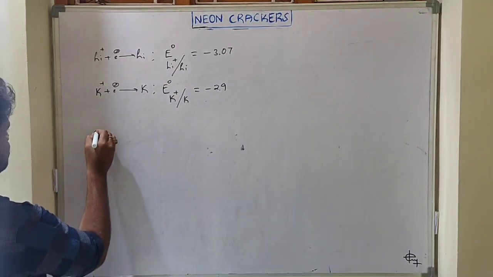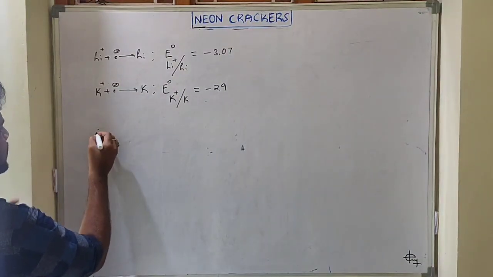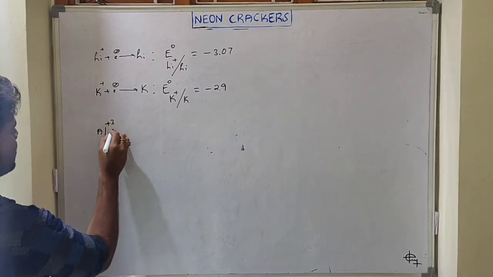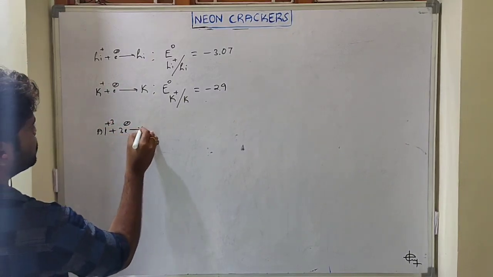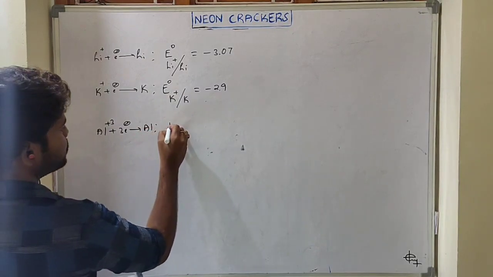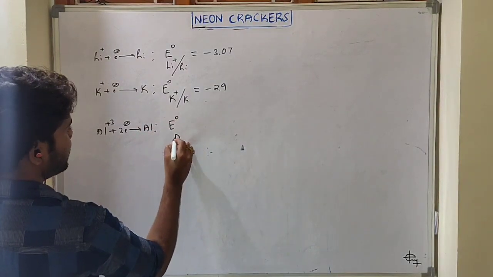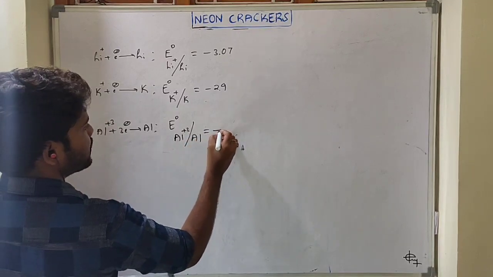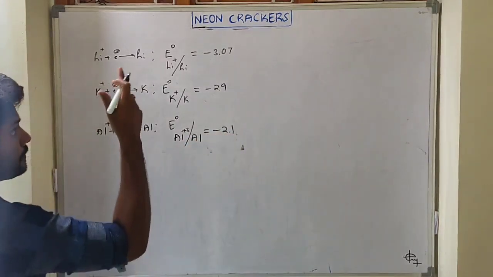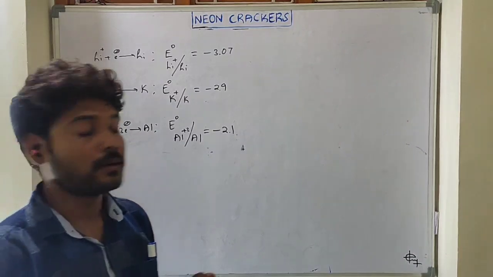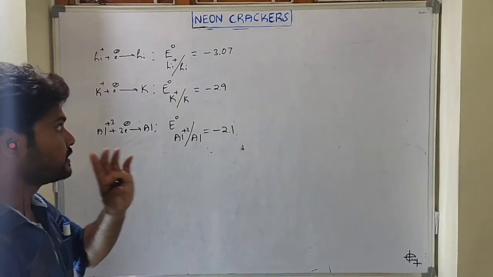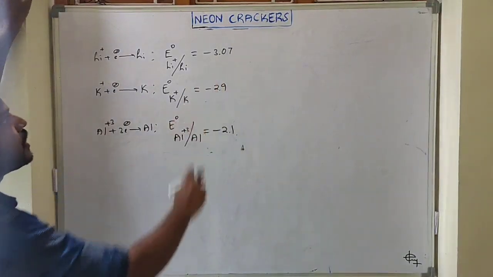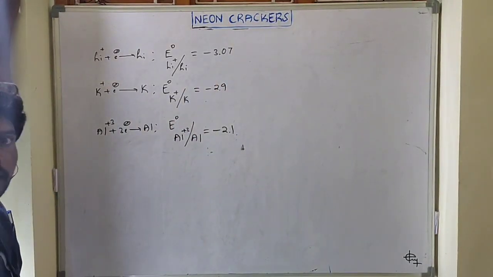Now the next one: aluminium plus 3, with the addition of 3 electrons to produce aluminium element. We can represent this as Al3+ to Al, suppose minus 2.1, because from top to bottom the negative reduction potential value is decreasing. Now, the highest negative potential value is the strongest reducing agent.